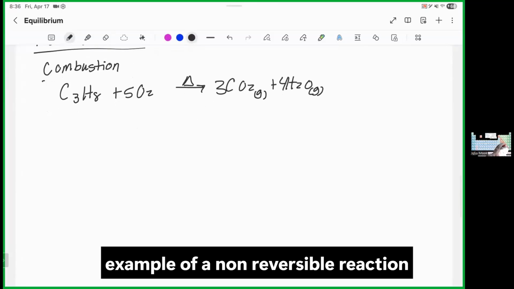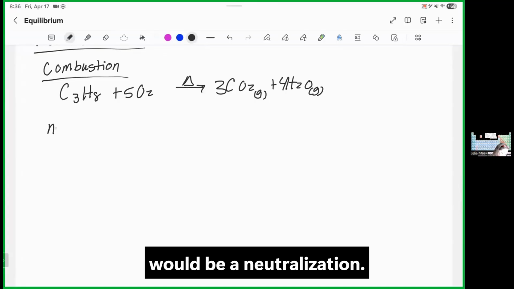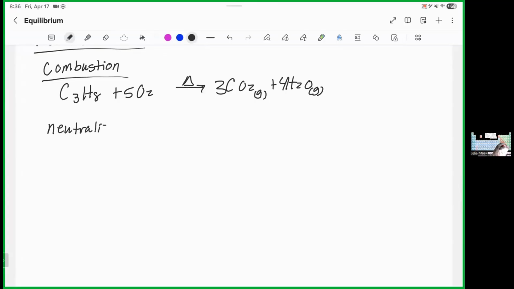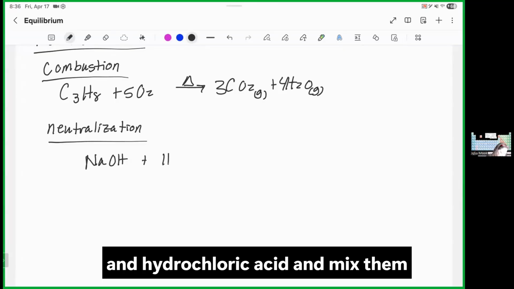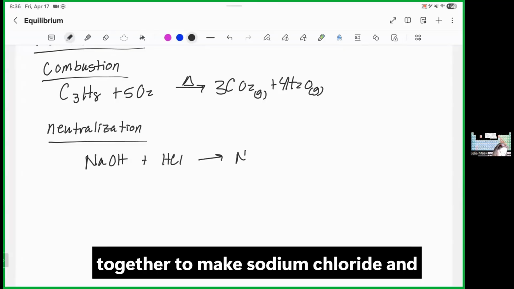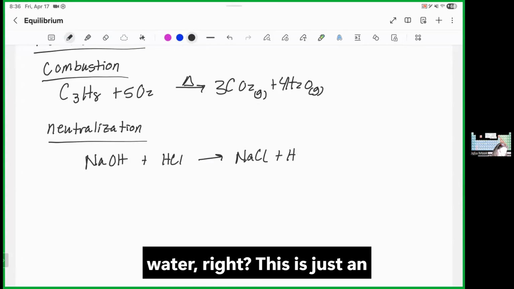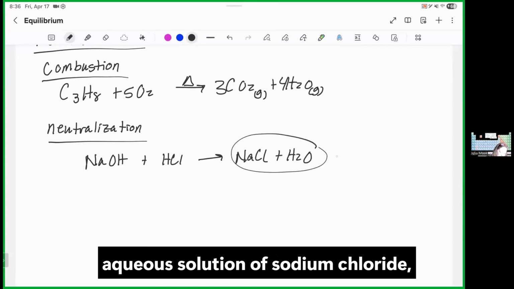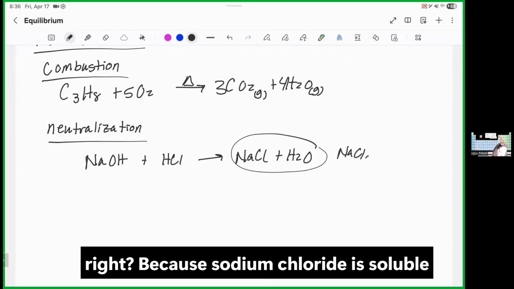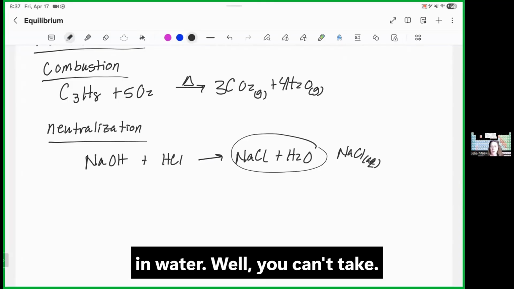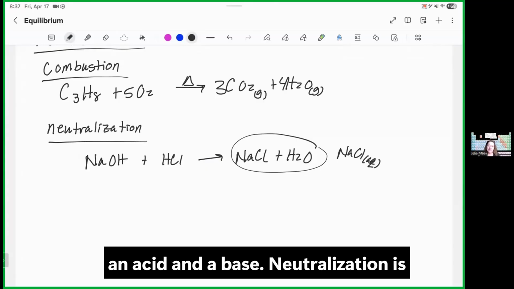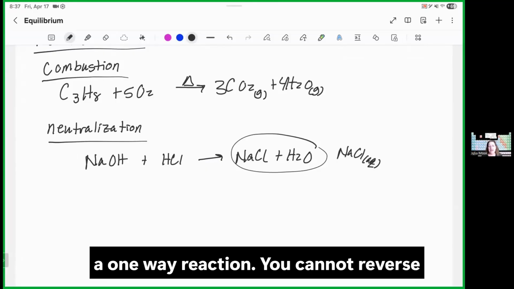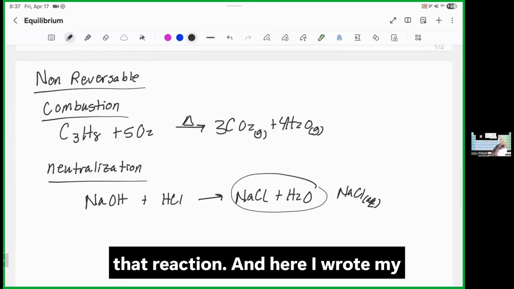Okay, so another example of a non-reversible reaction would be a neutralization. Okay, so like if I took sodium hydroxide and hydrochloric acid and mixed them together to make sodium chloride and water, right? This is just an aqueous solution of sodium chloride, because sodium chloride is soluble in water. Well, you can't take salt water and turn it back into an acid and a base. Neutralization is a one-way reaction. You cannot reverse that reaction.